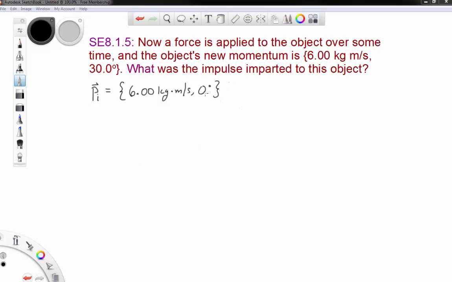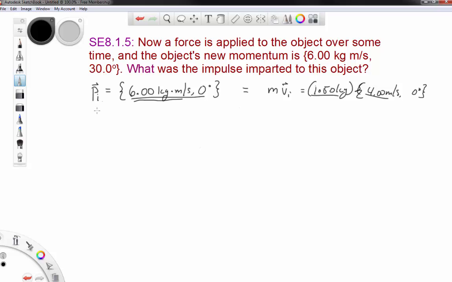All right, so the initial momentum we found in part 1, just recall that that's going to be mass times the initial velocity. So the mass was 1.50 kilograms times the velocity was 4.00 meters per second, 0 degrees, and hence we multiply this by this to get this term. The 0 degree term is not changed by multiplying the velocity times mass.